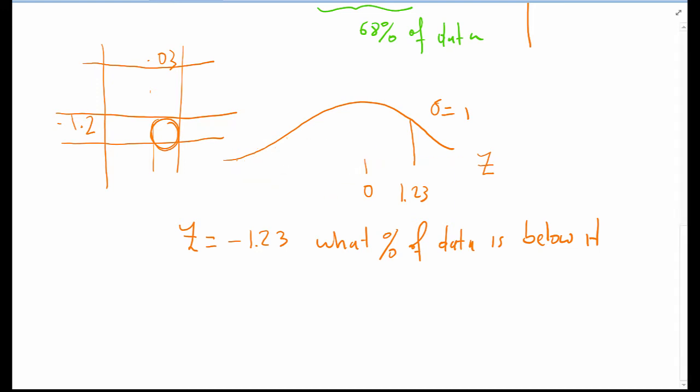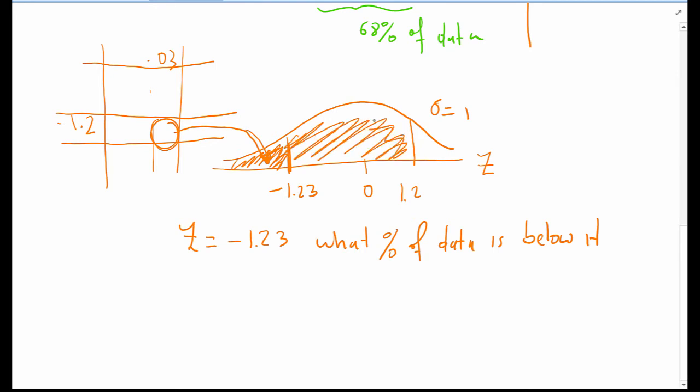Obviously, you're going to have much more area. You're going to have all this area right here, because now you want to know what percentage of the area is below 1.23. That area obviously is more than 50%, and because the data value is positive, you get that value from what is called the positive table.